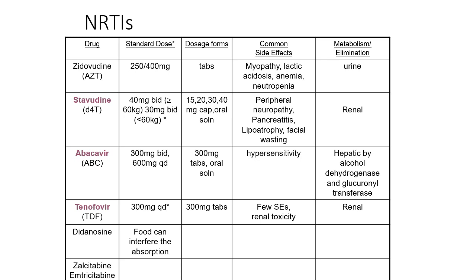So the metabolism part is also given here. Urine in case of zidovudine, whereas abacavir undergoes some hepatic metabolism. Then one more interesting fact is abacavir may be metabolized by alcohol dehydrogenase enzyme. This is actually an enzyme responsible for the conversion of alcohol, that is your ethanol, into acetaldehyde.